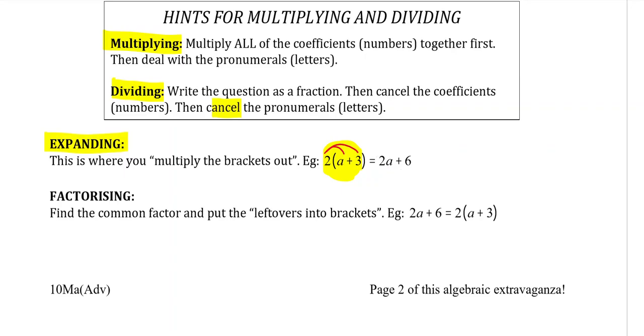And the last word we need is factorizing. Factorizing is the reverse of expanding. We have the expanded version here and we want to factorize it back up by taking a common factor, which would be 2 out the front, and putting the leftovers in the bracket afterwards.